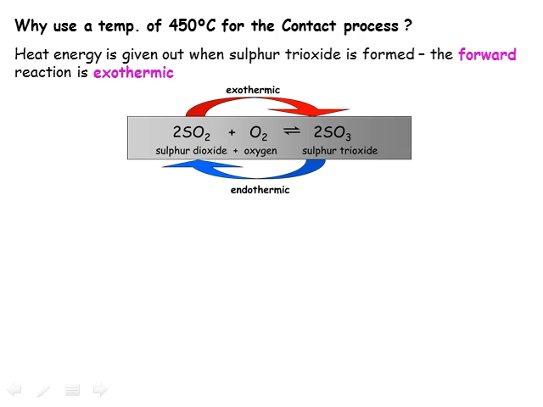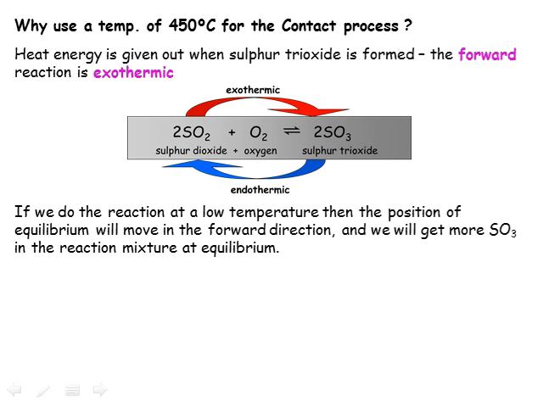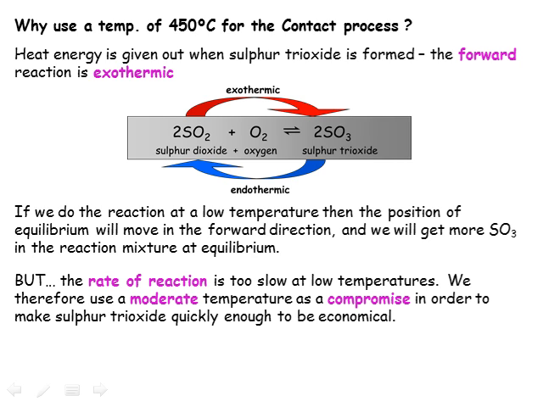To understand why a moderate temperature of 450 degrees C is used for the contact process, we need to examine the equation for the reversible reaction, and we need to know that the reaction is exothermic in the forward direction. If we want to get more sulphur trioxide in the reaction mixture, we need to move the position of equilibrium in the forward direction, which is the exothermic direction, so we will need a low temperature to do this. A low temperature, however, means a slow rate of reaction, so a moderate temperature of 450 degrees C is chosen as a compromise. It is low enough to have a reasonable amount of sulphur trioxide in the reaction mixture, and high enough to produce the sulphur trioxide at a reasonable rate.